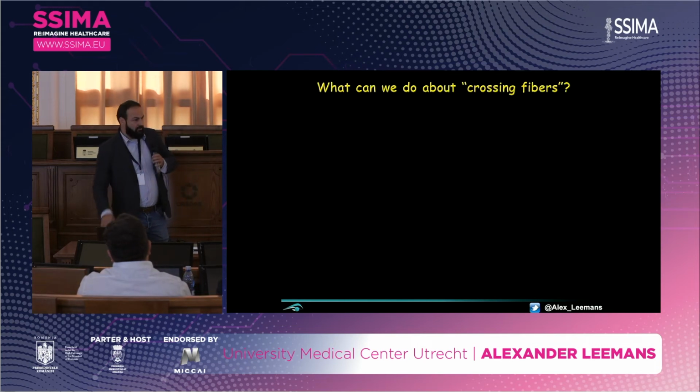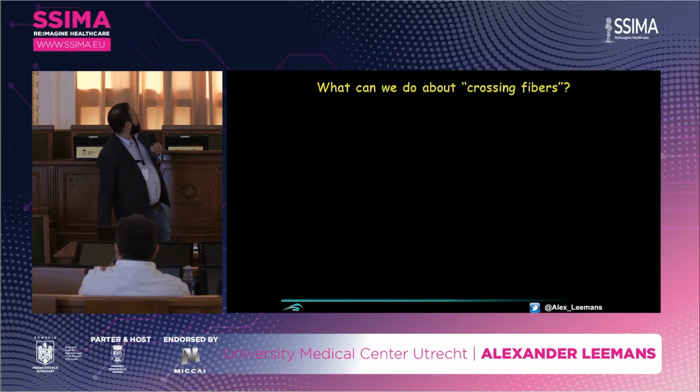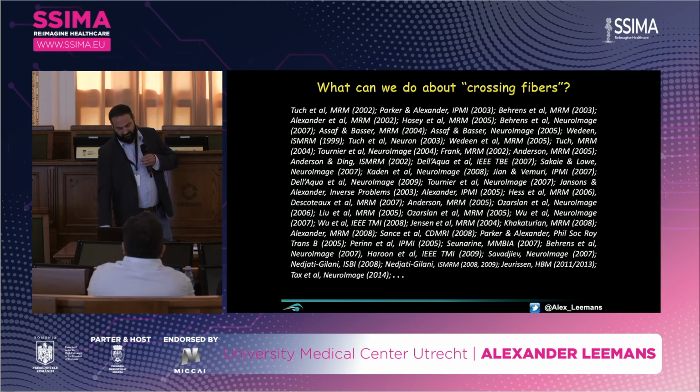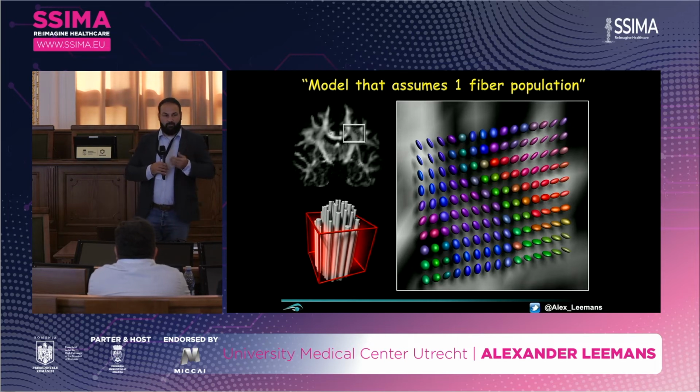So what can we do about these crossing fibers within a voxel? Well, a lot, okay? There's been a lot of research going on. We knew this already like 2 decades ago that we had a challenge, right? And so the issue basically was that within a voxel, with diffusion tensor MRI, with this model, we could only capture one dominant population, one orientation.